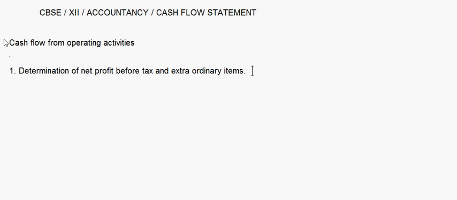Now this determination of net profit before tax and extraordinary items is basically the beginning, the starting point from where the other things will come. So first of all, you should understand how to calculate this net profit before tax and extraordinary items, right? Now I'll put down the formula here.